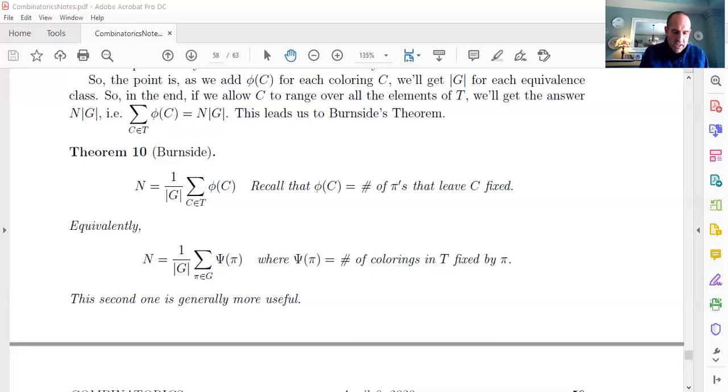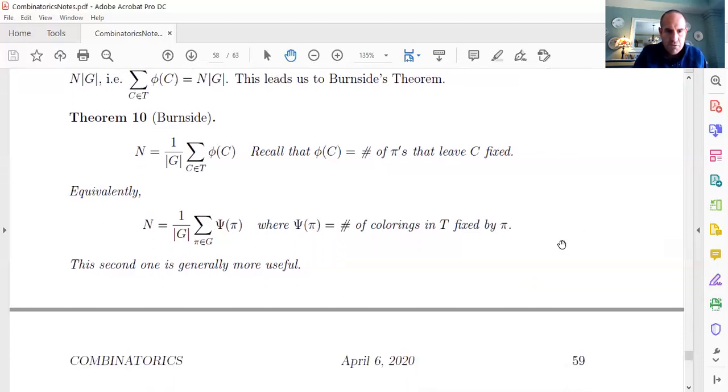Okay. So again, our goal is to figure out how to deal with this psi of pi thing. How in the world do I systematically count the number of colorings that are fixed by a given permutation? And it turns out that might be a little bit easier than you might think.